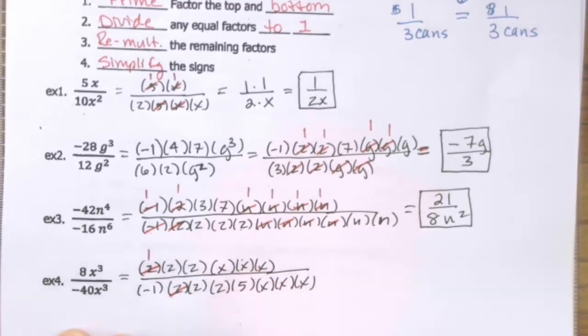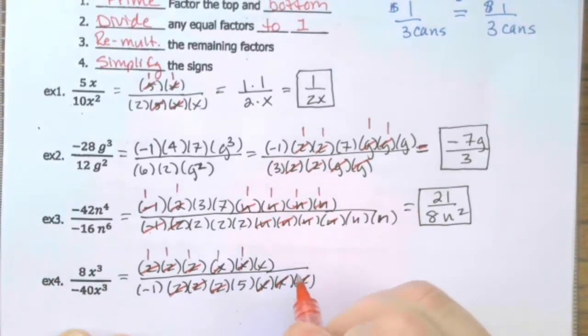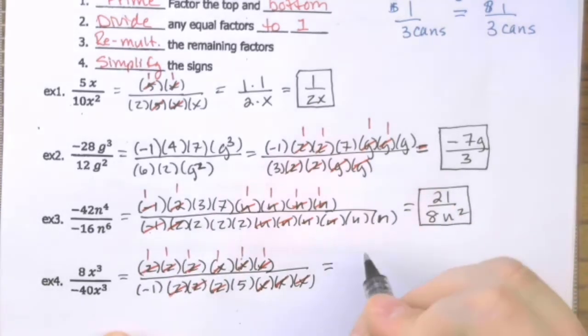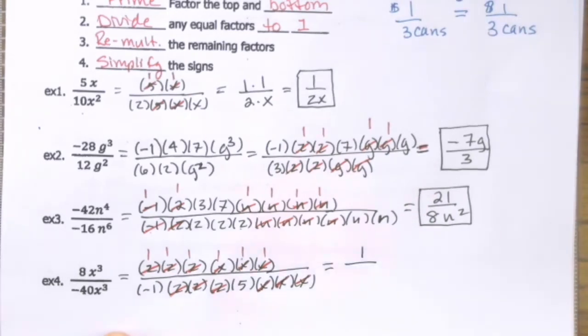2 divides into 2 one time, 2 into 2, 2 into 2 again, x into x, x into x. All the x's divide out. So remember, they divide to 1. They're not canceling out and disappearing. They divide to 1. So now I have a bunch of 1's on the top multiplied together, so that would be a 1. On the bottom, I have a -1 times 5, which is a -5.